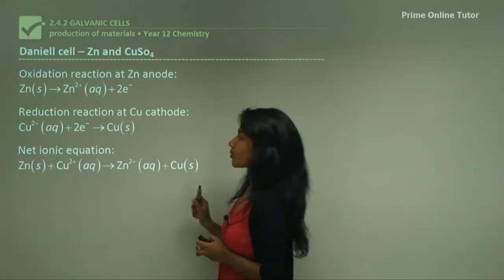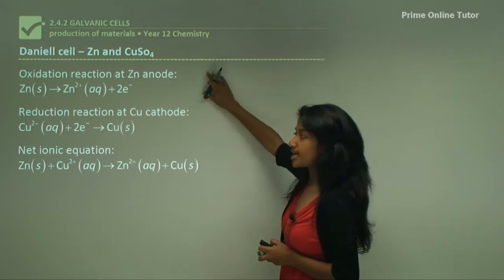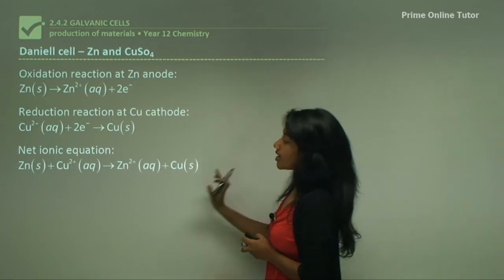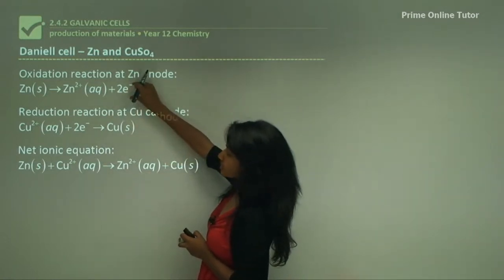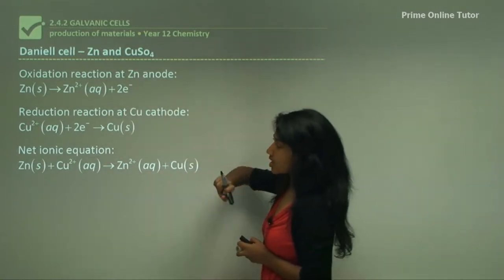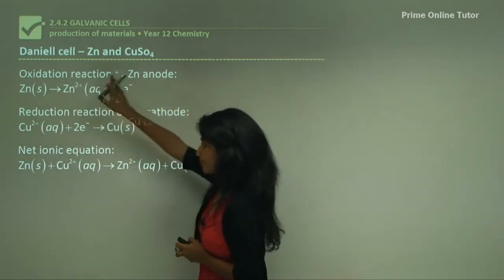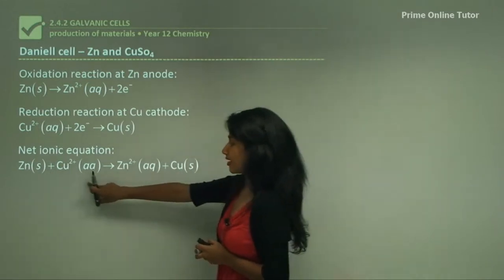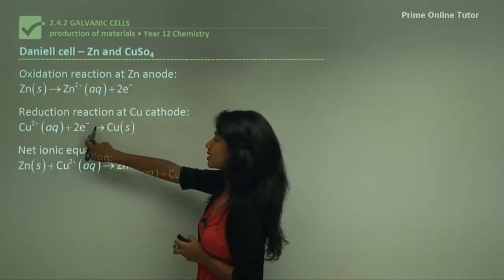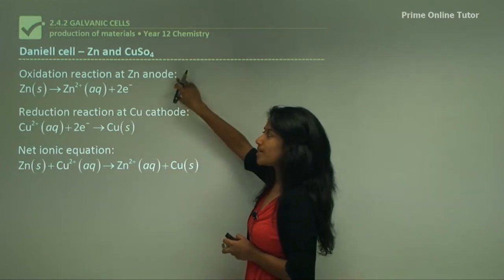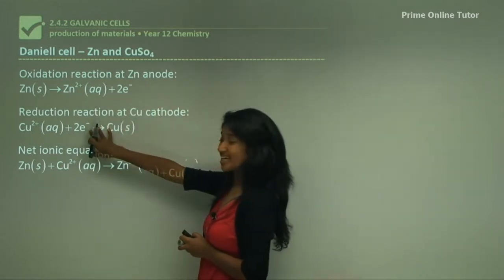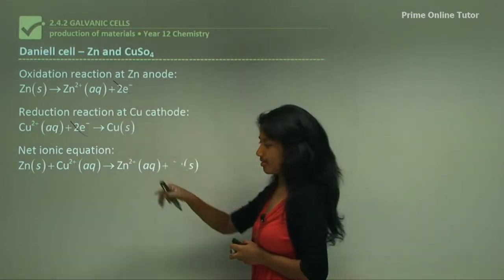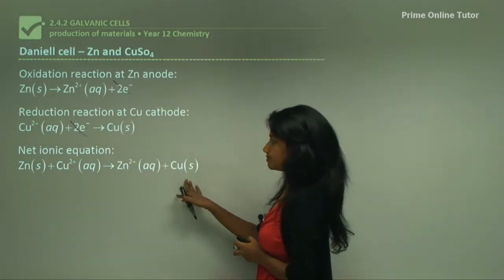Now the net ionic equation. Now this is the oxidation and reduction reaction, but this is going to be our redox reaction. With our redox reaction, what we simply do is add these together. So we have zinc plus copper, we add them together. But here we have the 2 electrons. The 2 electrons are being given off here, but then they are taken in here. That means they are being used, so you don't have to worry about them when you're writing your net ionic equation.